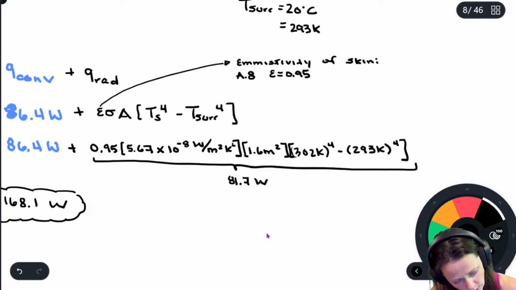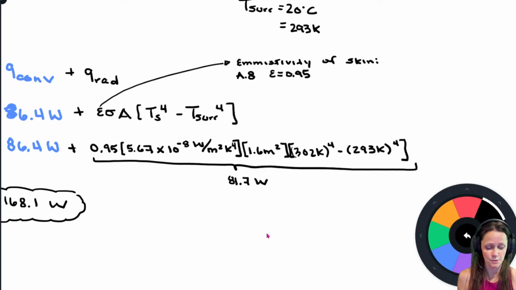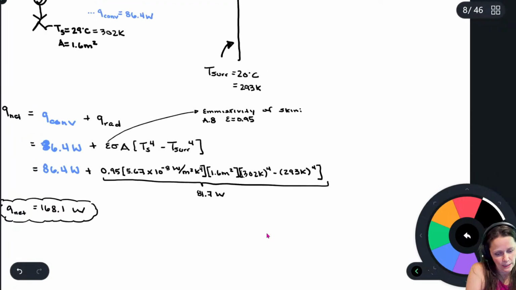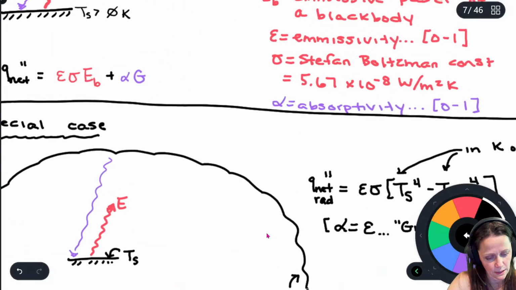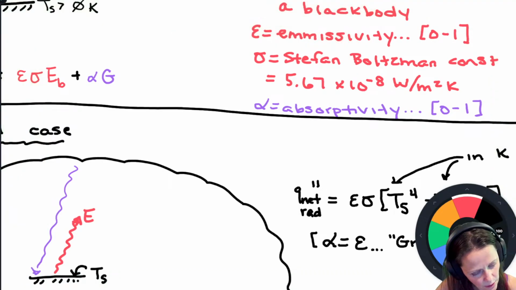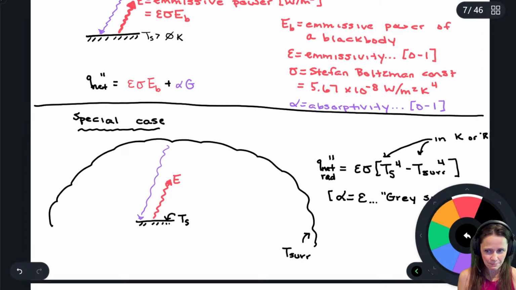This is K to the fourth. So the units of the Stefan-Boltzmann constant, I'm sorry, are watts per meter squared Kelvin to the fourth. And I feel like I've written that incorrectly up here as well. Yes. So there were two places that I wrote it. So make sure that you put that there.